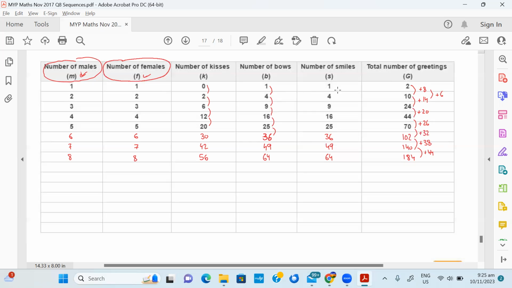0 plus 1 is 1. 2 plus 4 is 6... 6 plus 9 plus 9 is 24. So 30 plus 36 plus 36 makes 102. So do you see another method of prediction? 42 plus 49 plus 49 is 140.